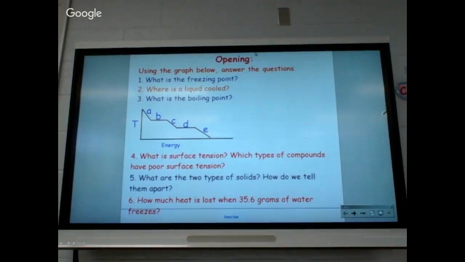Where is the liquid cooled at? See, and notice I said cooled and not warmed because the graph is going down. All right, Sophie, put your phone up. What's the boiling point? B. B. All right, what's surface tension?